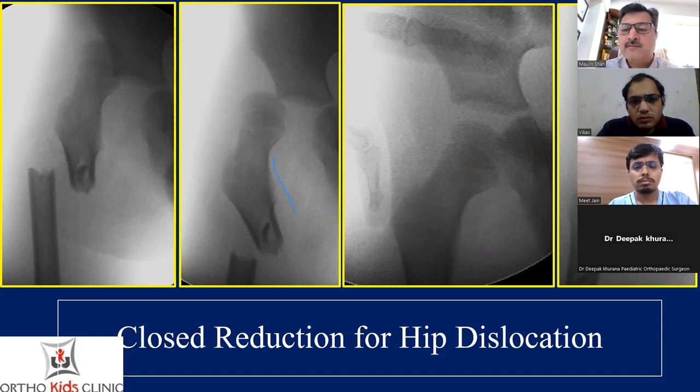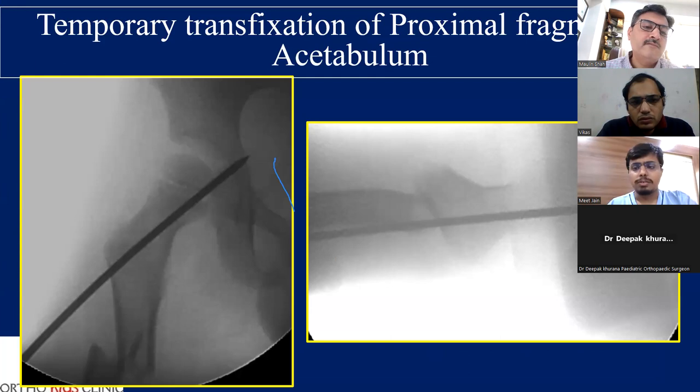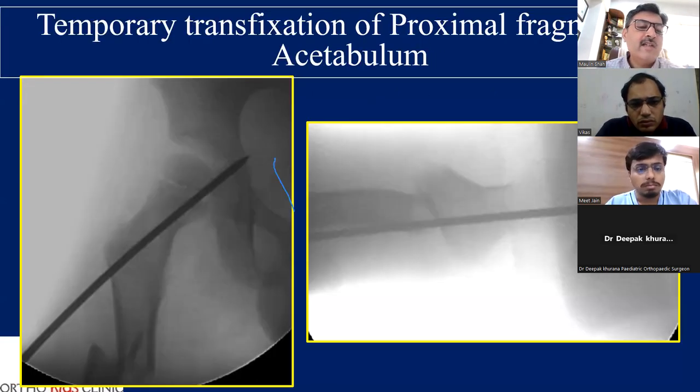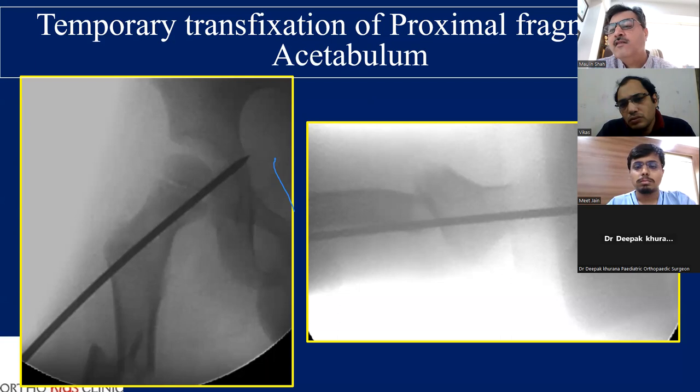Meet, show further. So we transfixed this temporarily to the acetabulum with the wire, and after that we went on. Go back to that slide. When I did this, I was very happy looking at the AP view. Now it will be very easy to fix the femur with a TENS nail. But when I looked at the lateral view, the proximal fragment was in significant flexion. So Vikas, what do you think?